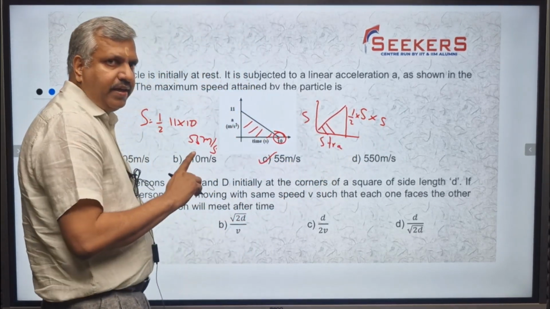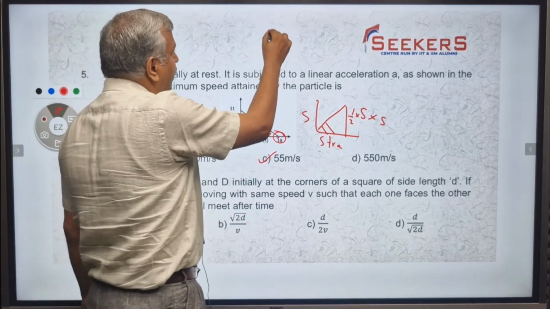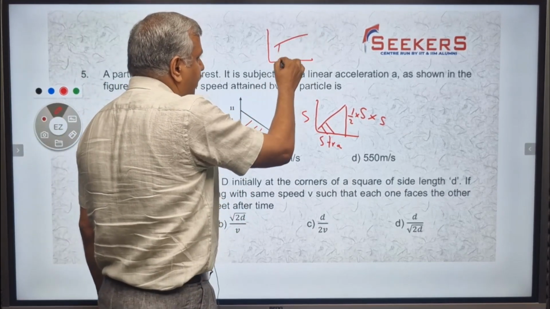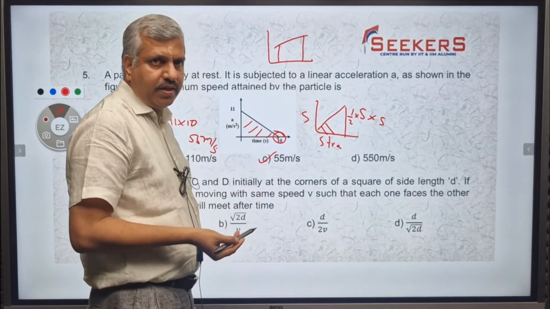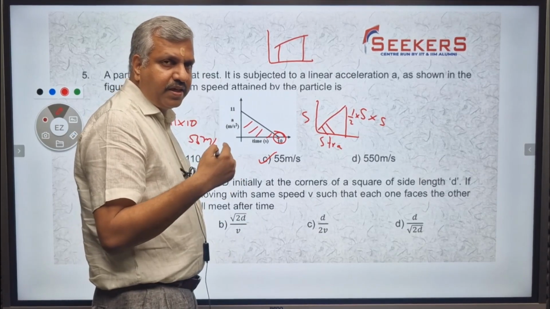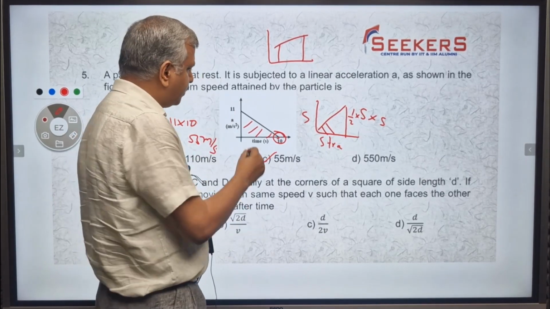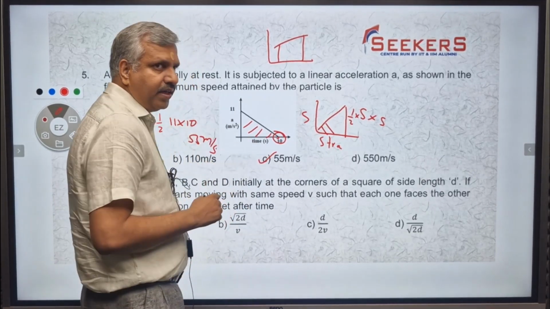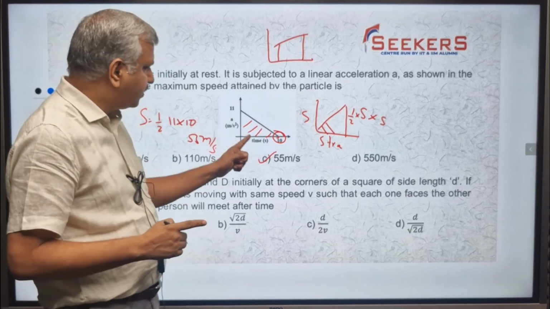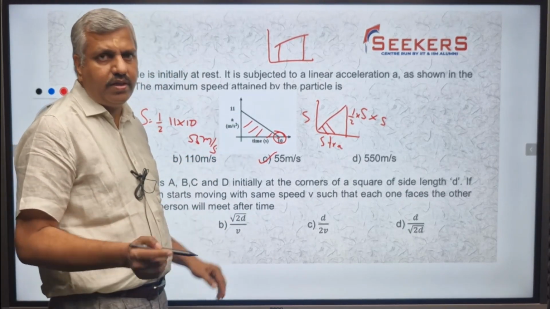So whenever you see any graph of that kind, so this is the PV graph. So the area below the PV graph will give you the work done. Force versus displacement graph, the area below that will give you the work done. So here we have acceleration versus time. Since velocity is equal to acceleration into time, the area below this will give you the velocity.